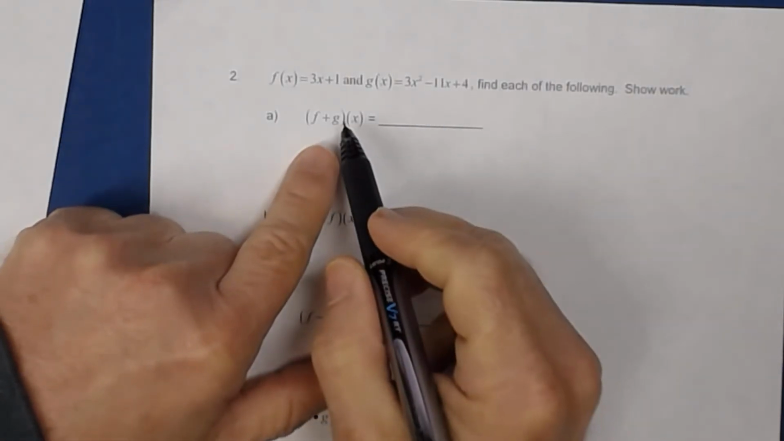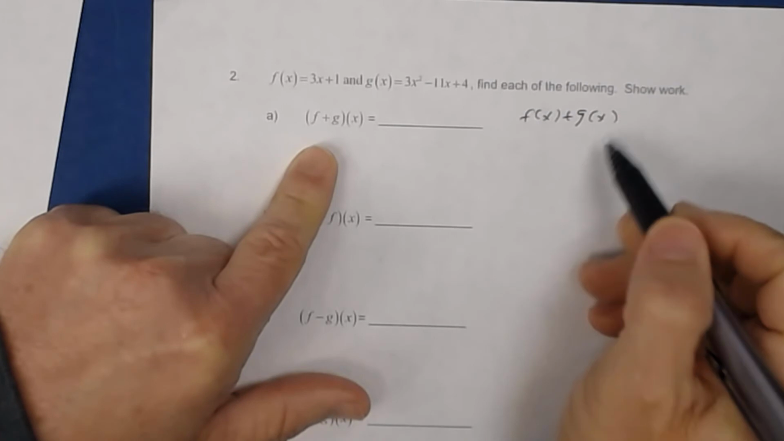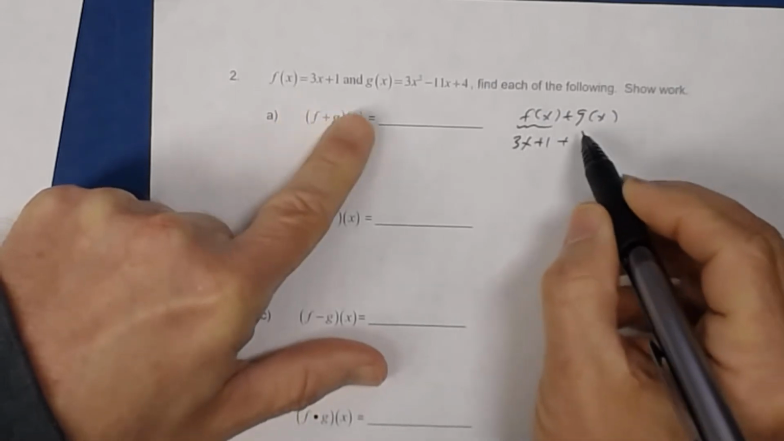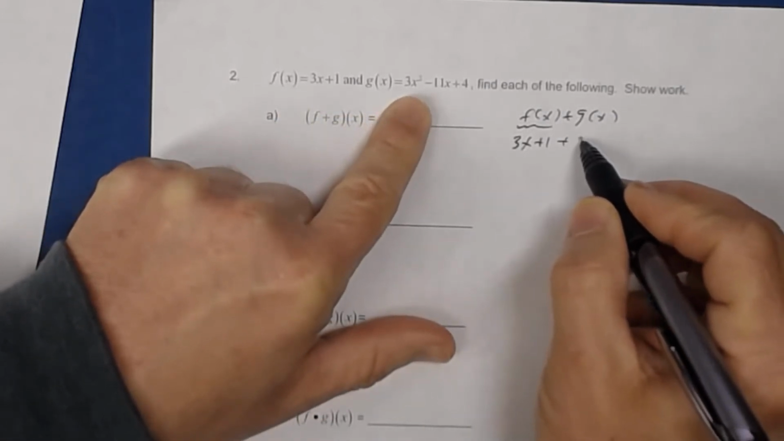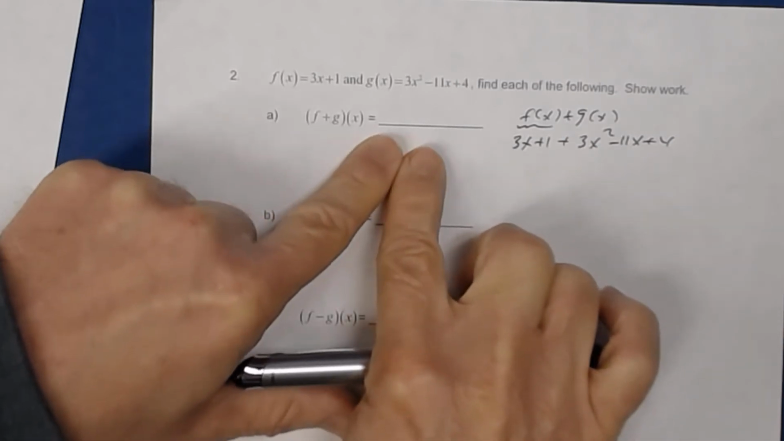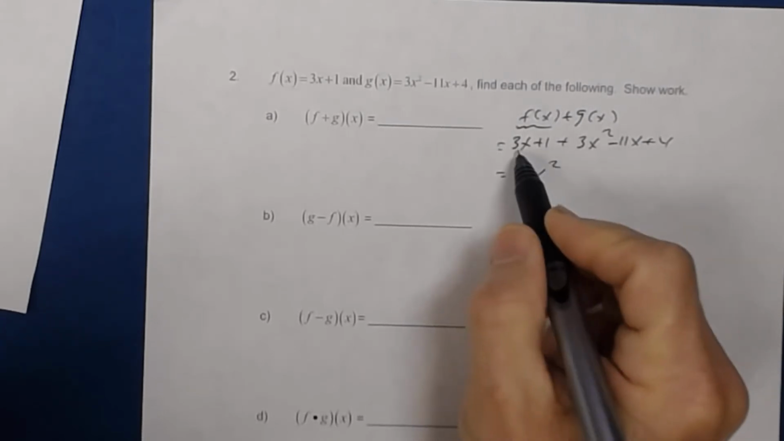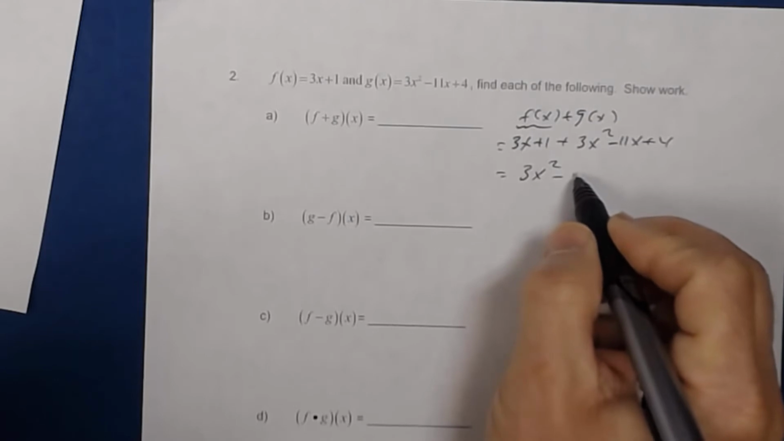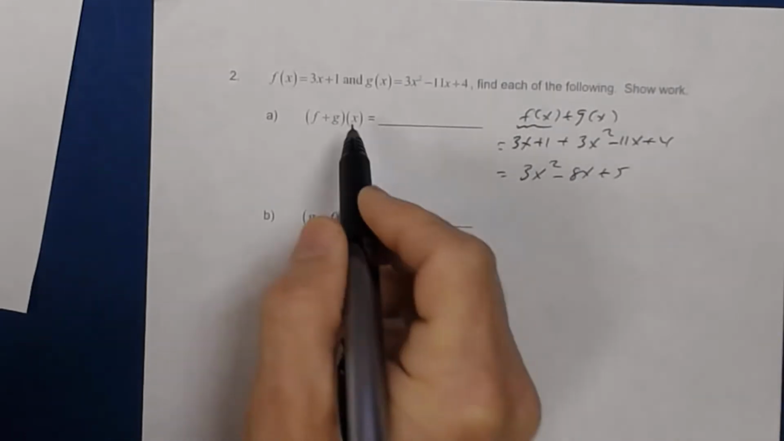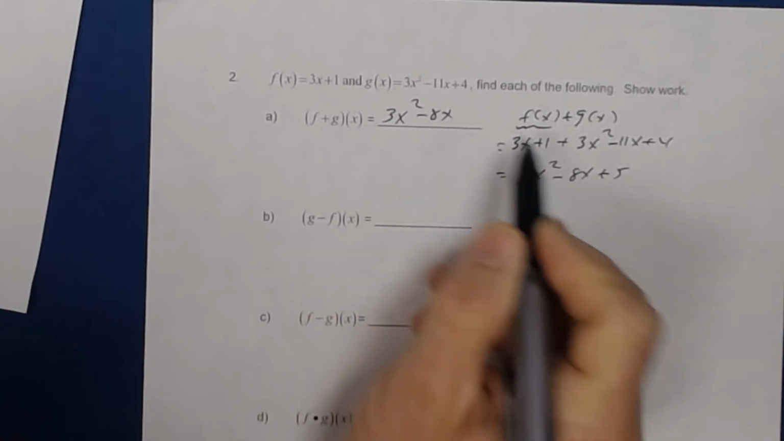Number 1, by definition, this means f of x plus g of x, right? Don't forget, it says show work, so you have to show work. So f of x is 3x plus 1. I don't need parentheses since I'm adding. And then g of x is this quadratic function, 3x squared minus 11x plus 4. Notice I'm adding two polynomial functions, so I'm going to get a polynomial function. When I combine like terms, let's put it in descending order. That's 3x squared. 3x and negative 11x is negative 8x. And then 1 and 4 is 5. So those two functions added together give me this new function, which is 3x squared minus 8x plus 5.